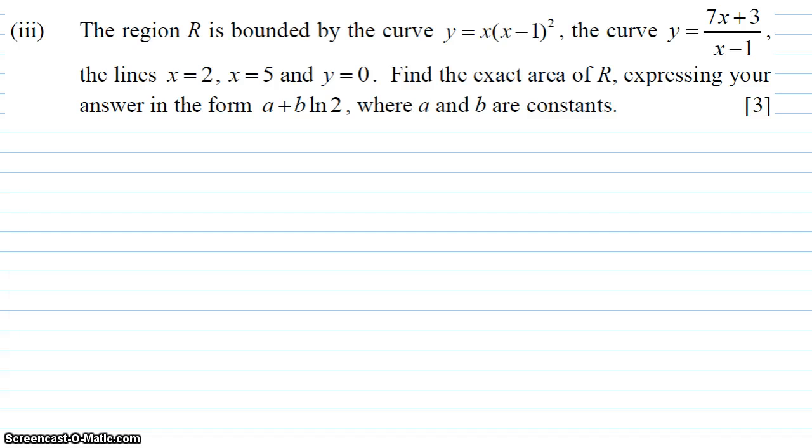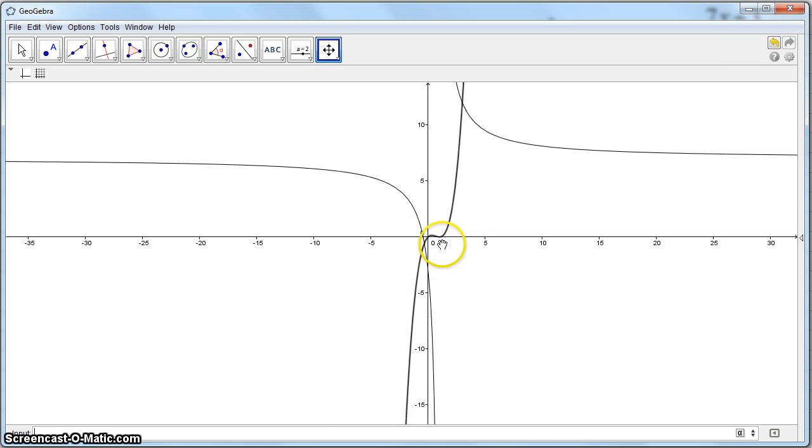So the last part gives us that the region R is bounded by these two curves that we were talking about, the lines x equals 2, x equals 5, and y equals 0. Find the exact area of R, expressing your answer in the form a plus b ln 2, where a and b are constants. So the first thing I need to do is remind us of what we're looking at.